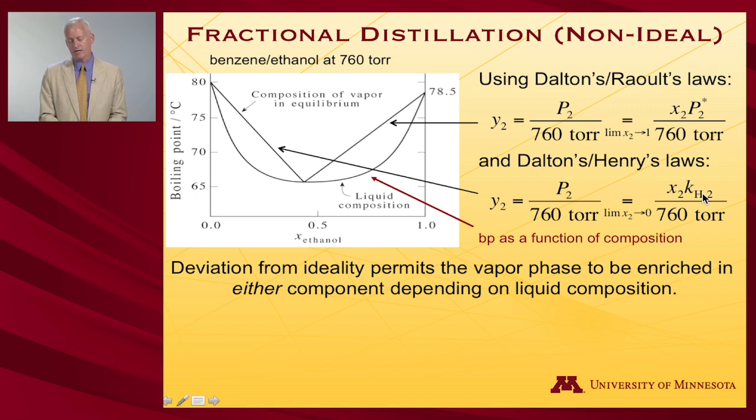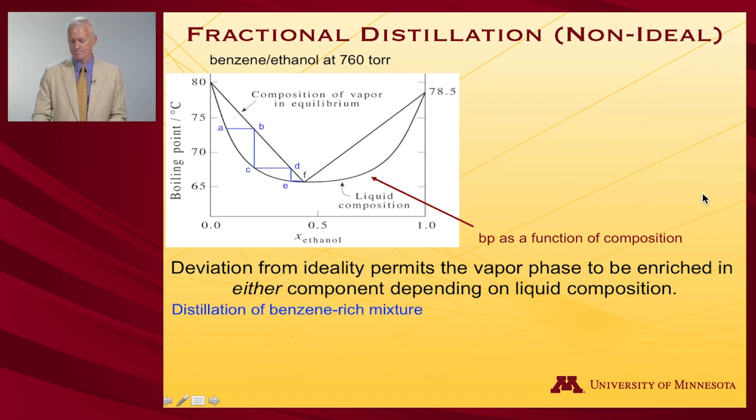And the deviation from ideality that's here means that you can enrich the vapor in either component depending where you are in the mixture. So let's just look at that with maybe some specifics. Let me think about a benzene-rich mixture. I'm going to start with about, that looks like 10% ethanol, 90% benzene. And again, as I follow these lines, it's like I'm moving up a distillation column. So I'm holding about a 74-degree bath, and it's bubbling, and it goes up a bit, and the vapor has this enriched composition in ethanol. There's more ethanol in the vapor.